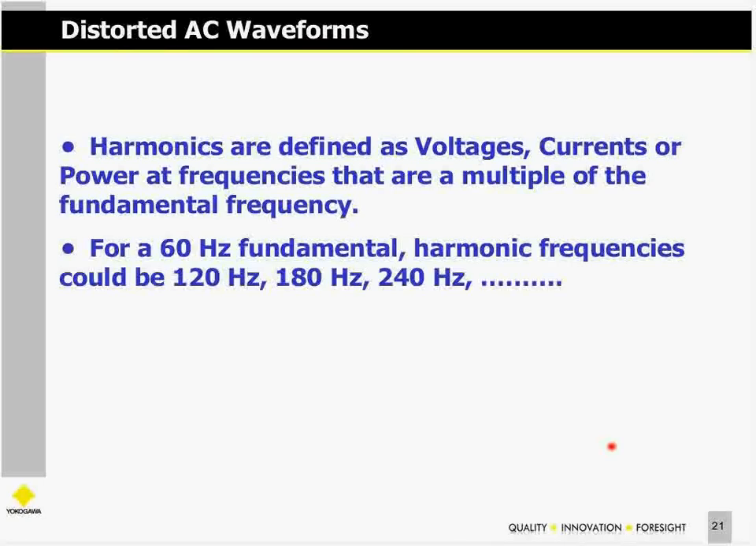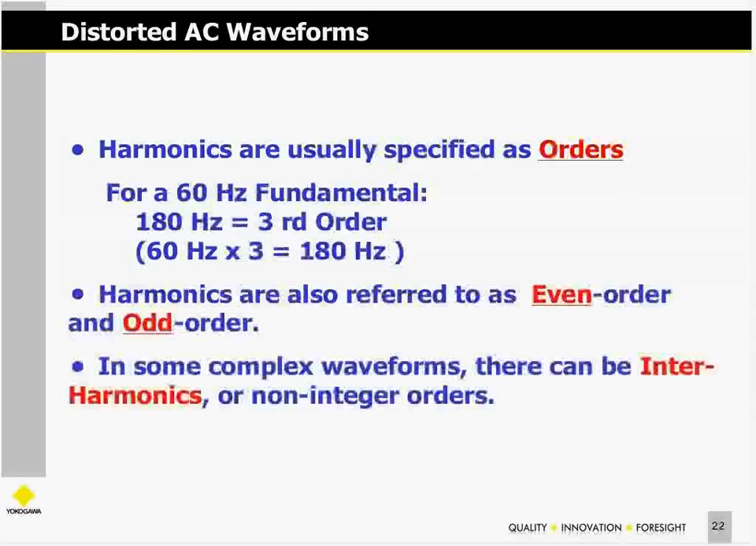Now, harmonics are defined as voltages or currents or power at the frequencies that are some multiple of the fundamental frequency. So in our simplest form, if we had a 60 hertz fundamental, we could have harmonics at 120 hertz, 180, 240 hertz, and so on.